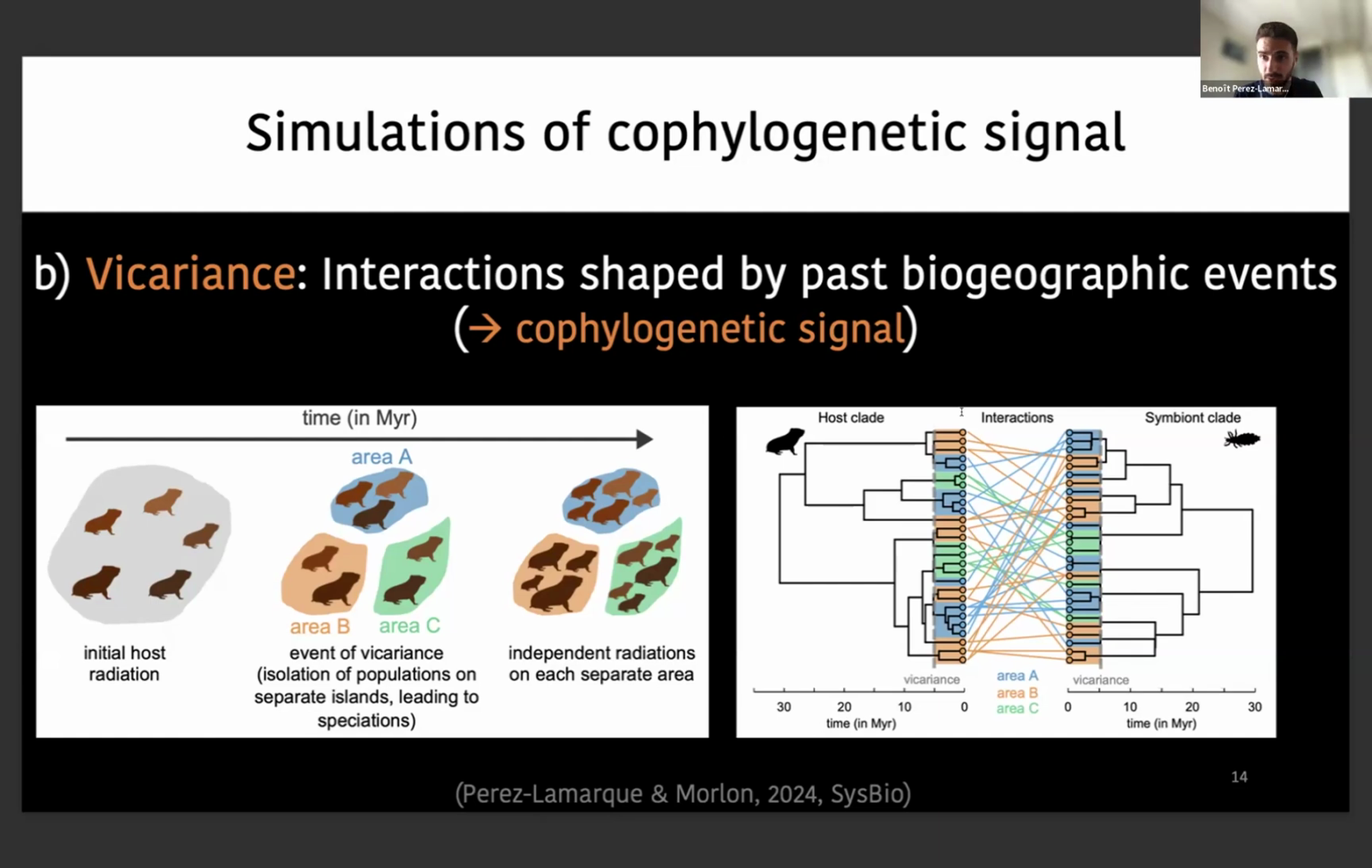such that at present, when we look at the host and the symbiont phylogenetic trees, we can see that closely related species tend to be present in the same area. So there is a phylogenetic signal in the biogeographic repartition of the species. And so species of host and symbiont can only interact if they are present in the same area. So it creates a co-phylogenetic signal, meaning that closely related species tend to interact with closely related partners. So the phylogenetic trees are independent. There is no phylogenetic congruence. There is only co-phylogenetic signal.